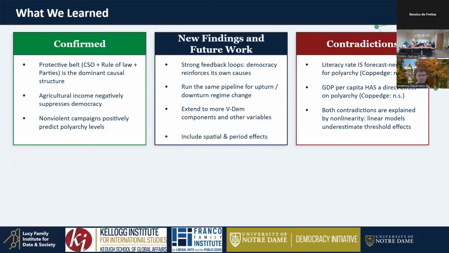Do you want to comment on this slide? I think this summarizes what I've already said. Yeah. So, well, except the new findings and future work.